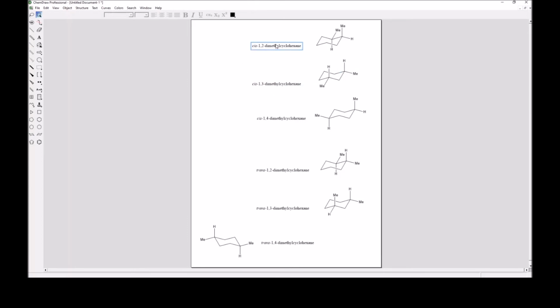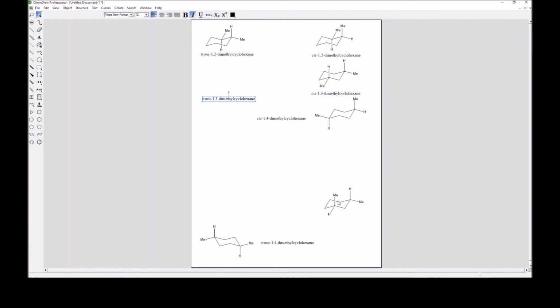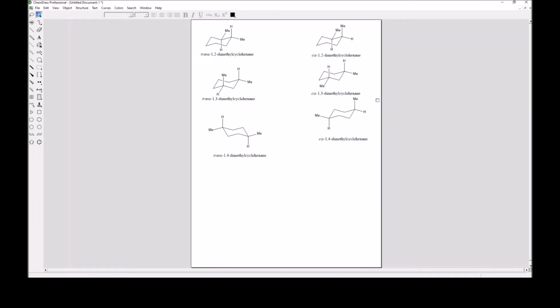And so now let's sort them based on pairs. I'm going to put the cis 1,2-dimethyl cyclohexane, and I want to compare it to the trans 1,2-dimethyl cyclohexane. These are a stereoisomeric pair. And I'm going to do the same for the cis 1,3-dimethyl cyclohexane, and compare it with the trans 1,3-dimethyl cyclohexane. And finally, the cis 1,4-dimethyl cyclohexane, compare it with the trans 1,4-dimethyl cyclohexane. So now I'm just looking at stereoisomeric pairs.